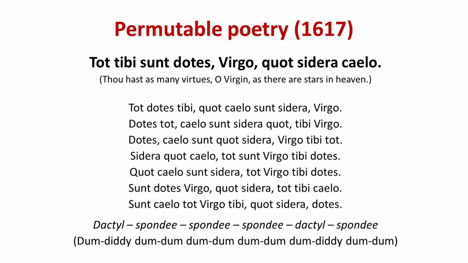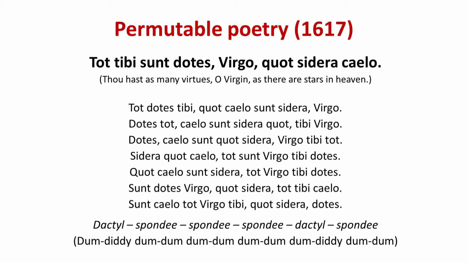He then proceeded to try and permute all of these. Well, there are actually in total 8 factorial, which is 40,320 permutations of these 8 words. But each permutation that he chose was required to fit the basic hexameter pattern you can see at the bottom: dactyl, spondy, spondy, spondy, dactyl, spondy, or if you prefer, dum diddy dum dum dum dum dum dum dum diddy dum dum.